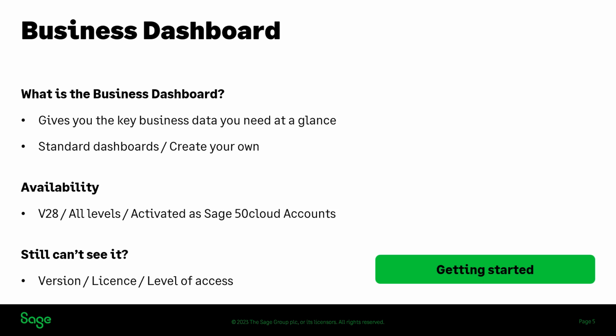Now, availability-wise, dashboards was introduced on version 28. It's available in all levels of the software, and your software must be activated as Sage 50 Cloud accounts. So it doesn't matter whether you're on Essential, Standard, or Professional. As long as you've got the correct license in there, then you should have the dashboards option available. Now, there were some extra, what we term widgets, made available in version 28.1. So assuming you're up to date, if you're on 28.1 or 29, then you will have all the functionality available to you.